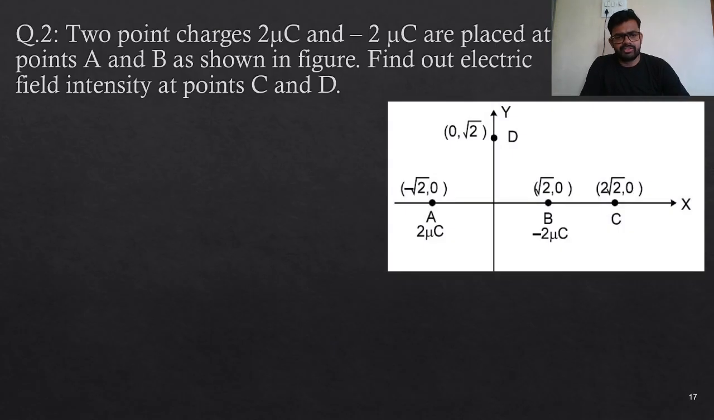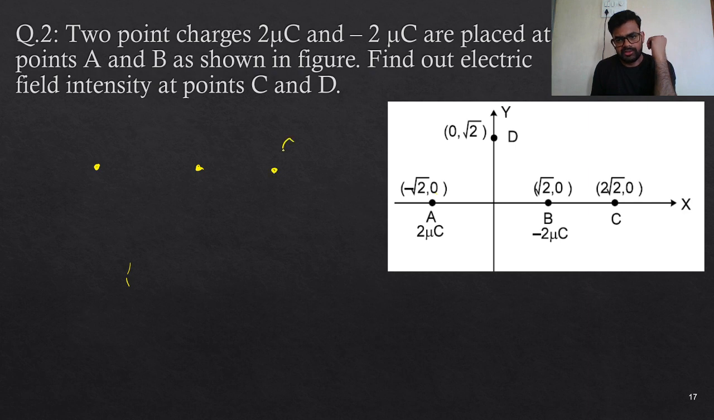My dear friends, next, let us talk about this question. Two point charges, 2 microcoulomb: here at point A it is 2 microcoulomb, at point B it is minus 2 microcoulomb, placed at points A and B as shown in the figure. Find the electric field intensity at points C and D. Let us talk about this.